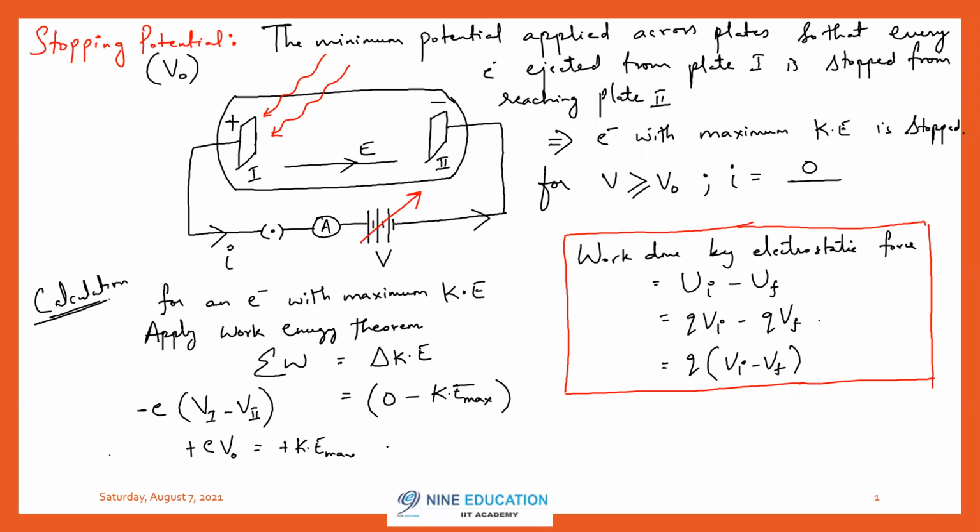So this one plus. This implies what is V naught? Kinetic energy maximum divided by the charge on an electron. What is kinetic energy maximum from yesterday's discussion? That is hf, the frequency of the incident photon times h, minus the work function of the metal, divided by e. Okay. This is V naught. Make a note.